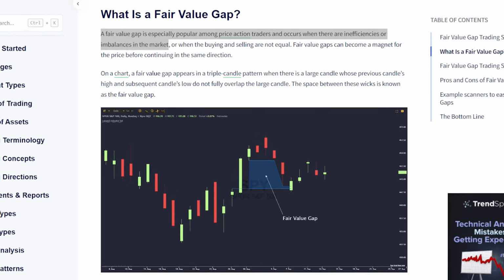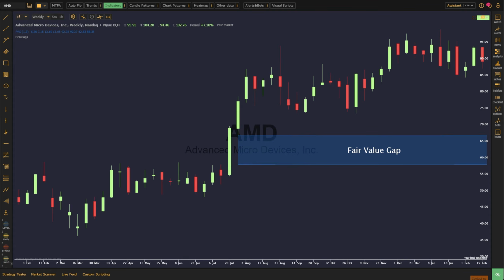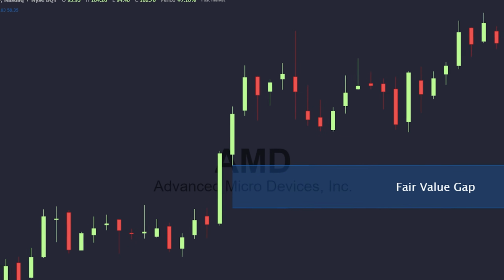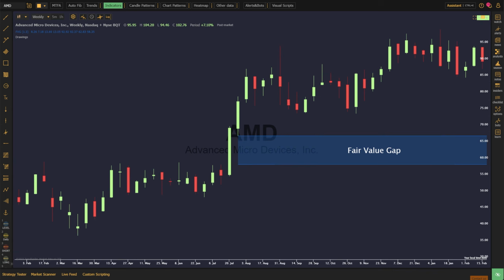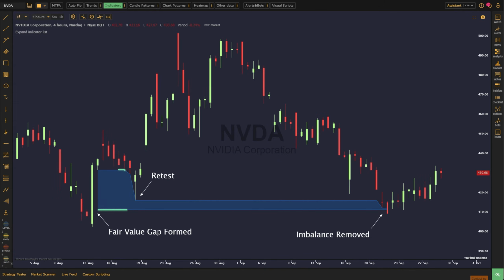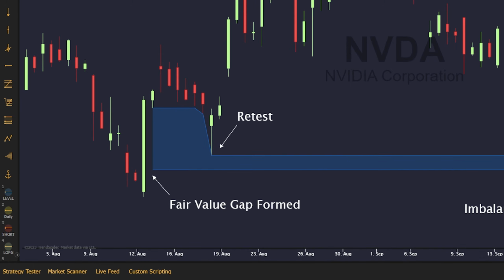Fair value gaps are defined as instances in which there are inefficiencies or imbalances in the market and sometimes appear shortly after the formation of an order block. They're created within a 3-candle sequence and are commonly visualized on the chart as a large candle whose neighboring candles' upper and lower wicks do not fully overlap the large candle. The area in between the wicks is considered to be the fair value gap. Much like the order blocks we just discussed, after a fair value gap is formed, it's not uncommon for the price to retest it at some point.